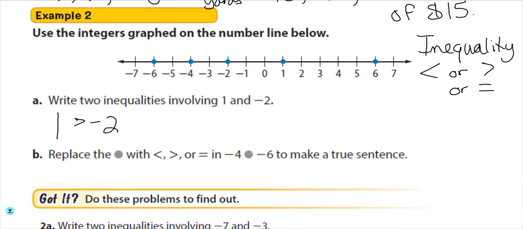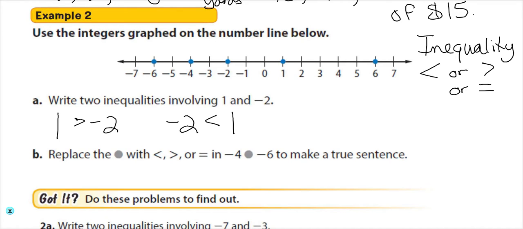Now, you're probably thinking, well, hold on, Mr. Reen, it says to write 2 inequalities. We just wrote one, so what are we supposed to do? Well, what's the other symbol we can use? We can also use the less than one. How can we use the less than? We're just going to switch it around. So we're going to write negative 2 is less than 1. And that's it, literally. Write the first one in the order that they have it, then switch it around using the opposite inequality symbol.